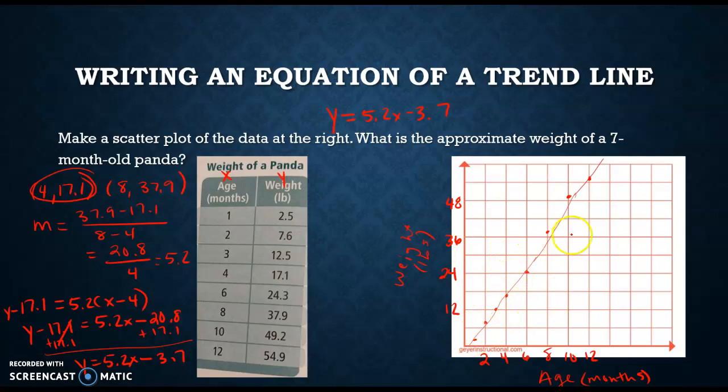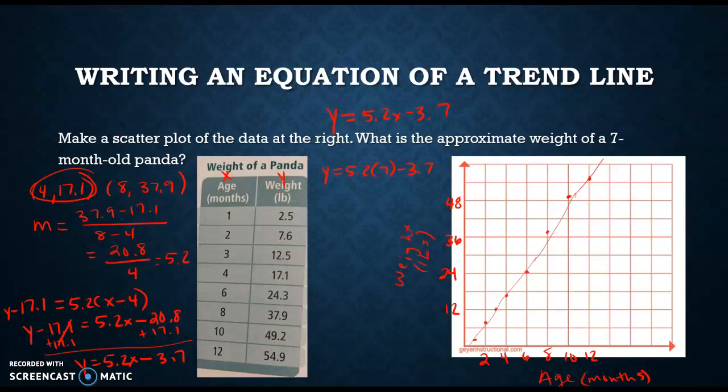Now, it wants to know what is the approximate weight of a 7-month-old panda. Now, if I drew this line really well, then I could use the line and go to about 7 and say, well, that's at almost 30. All right, so we can see how close we get. We're going to plug 7 in for x. So y is going to equal 5.2 times 7 minus 3.7.